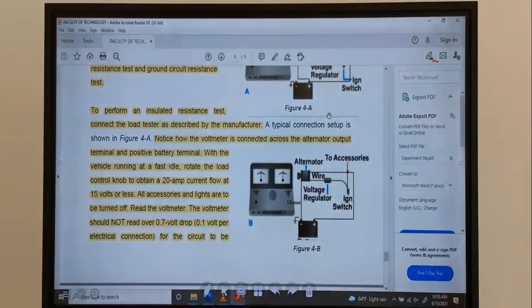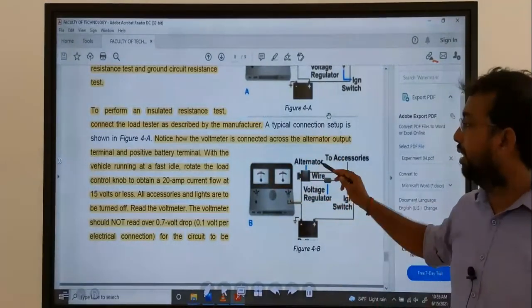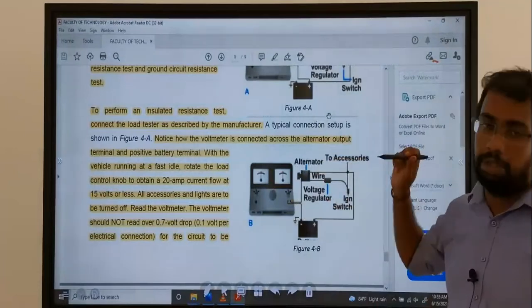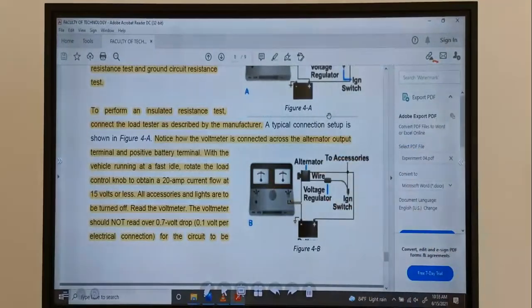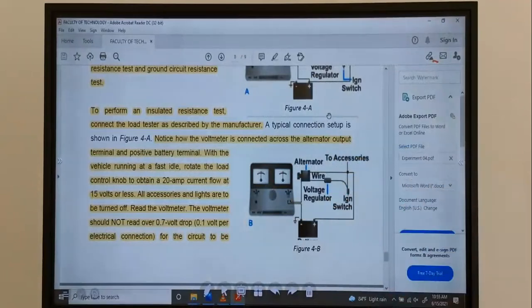So according to the manufacturer's instructions, we change the load and can test across wherever the manual specifies. That depends on the manufacturer's manual. So we adjust the load tester to 20 amps current flow at 12 volts. Then we check that all accessories and lights are turned off.